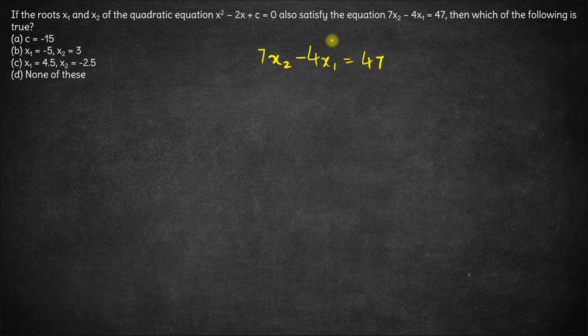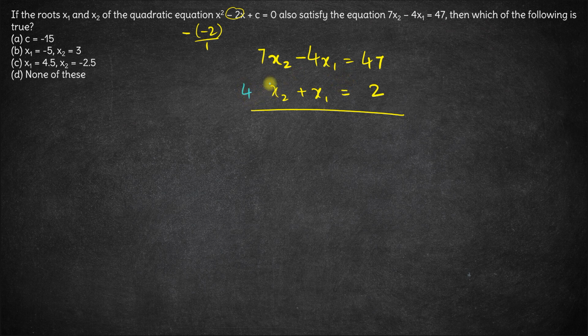And we also know that in a quadratic, the sum of the two roots, which is x2 plus x1, is equal to minus b by a. So minus b here is minus 2, and a is the coefficient of x square. So minus of minus 2 by 1 is 2. So x1 plus x2 is equal to 2. Now we need to simply solve these two equations to figure out the value of x1 and x2.